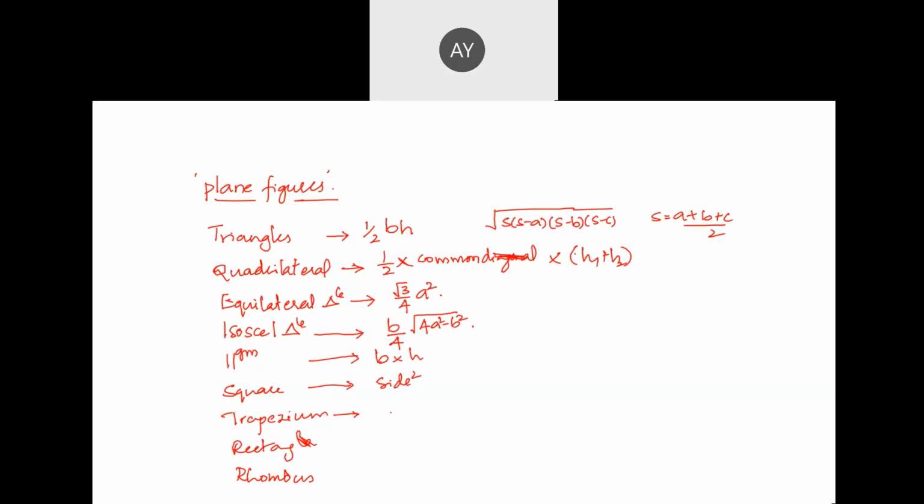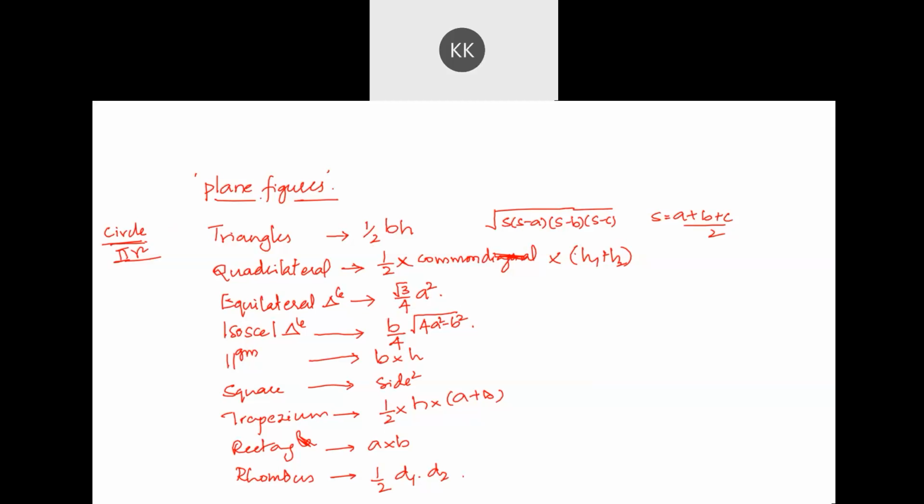For trapezium, half into height multiplied by sum of the parallel sides. For a rectangle, it is length into breadth. For a rhombus, it is half into d1 into d2. Apart from this, we have also solved some questions related to circle. Its area is pi r square and its perimeter is 2 pi r.